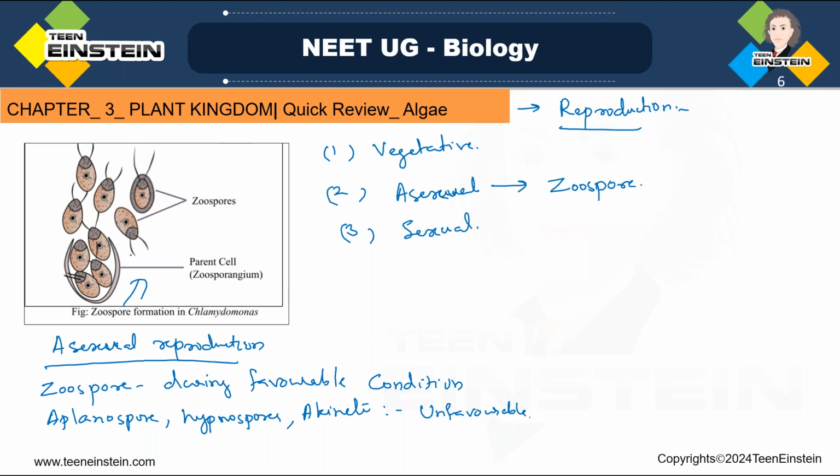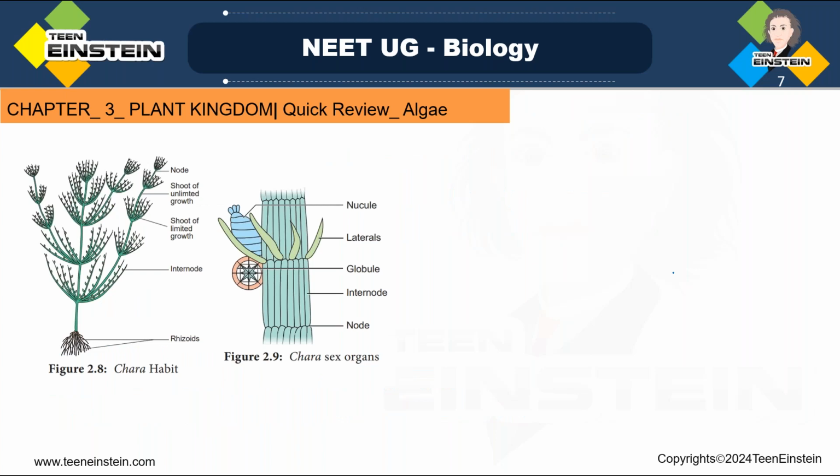Then, what about the sexual reproduction? So here, vegetative reproduction, asexual reproduction, sexual reproduction: three modes of reproduction you can see in algae. About asexual reproduction, we said during favorable condition, they will do asexual reproduction in the form of zoospore formation. And when unfavorable conditions are present, they will form aplanospores, hypnospores, and echinates. Then we are going to talk about sexual reproduction in algae.